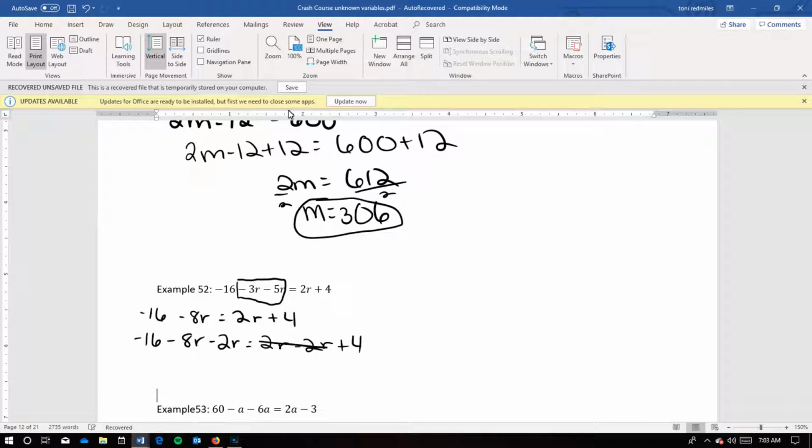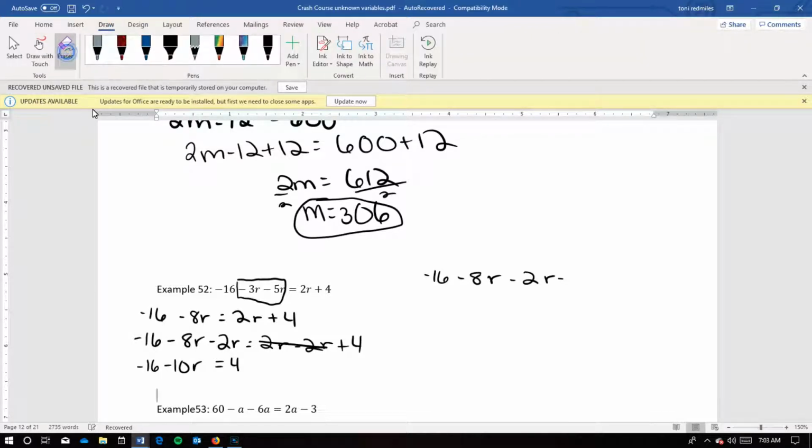These go to 0. And 8r minus 2r, negative 8r minus 2r is a negative 10r. All right, I'm going to continue over here. All right, so you know I don't like it written that way. I'm going to flip-flop it.